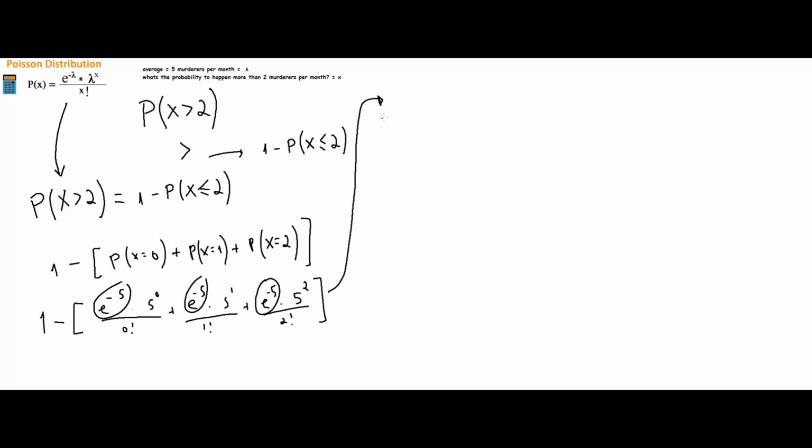Let's type here: 1 minus Euler to the power of minus 5 multiplying 0 factorial divided by 0 factorial, which is 1, plus 5 to the power of 1 divided by 1, which is 5, and 5 to the power of 2 divided by 2, which is 25 divided by 2, which is 12.5. If we sum this expression, we have 18.5 multiplying Euler to the power of minus 5, and 1 minus that.